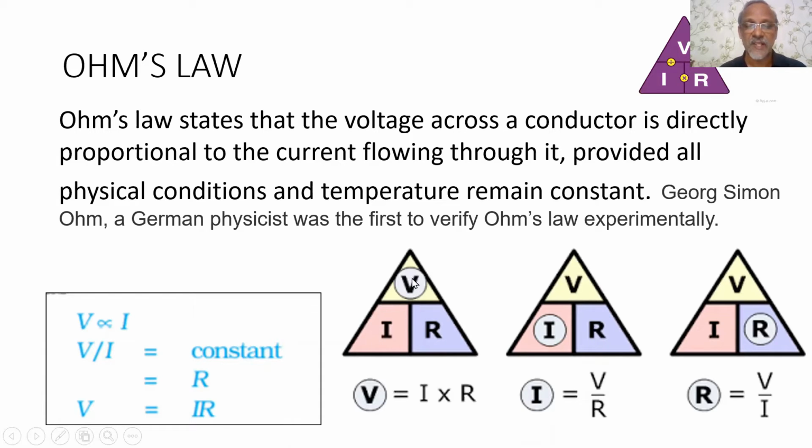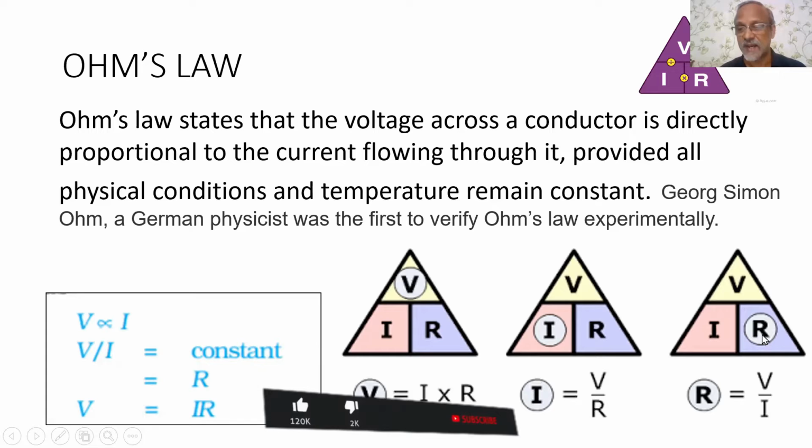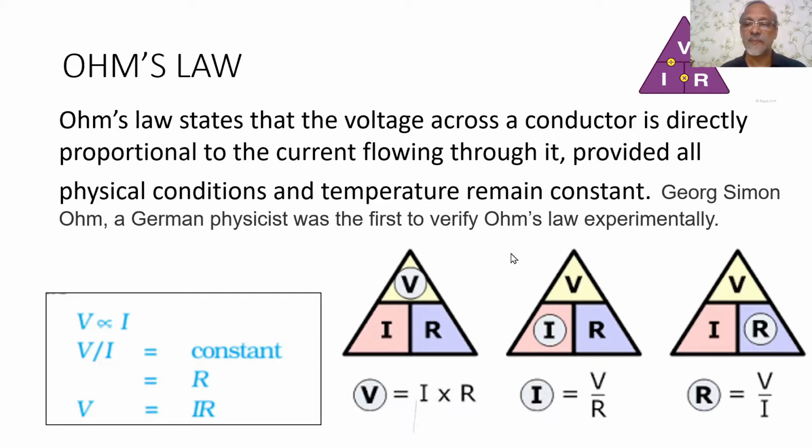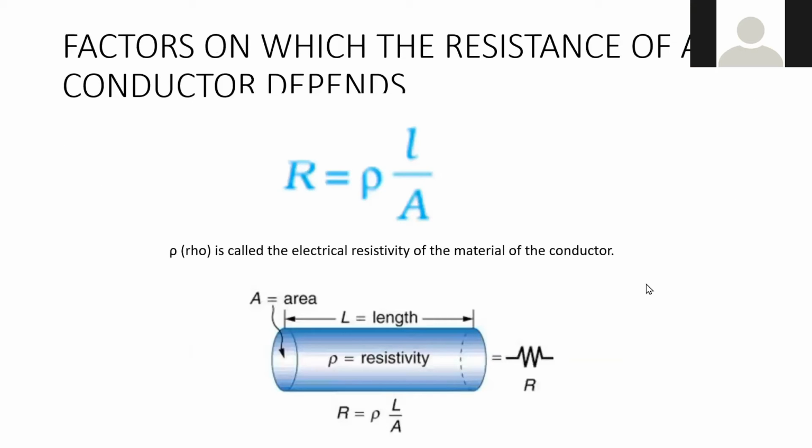When you ask what is V, V is on the top, so you just multiply I into R, and you will get V. If somebody asks what is I, then V is on the top and R at the bottom, so I is V by R. If someone asks what is R, then it is V by I. Is it clear? Does it make sense?